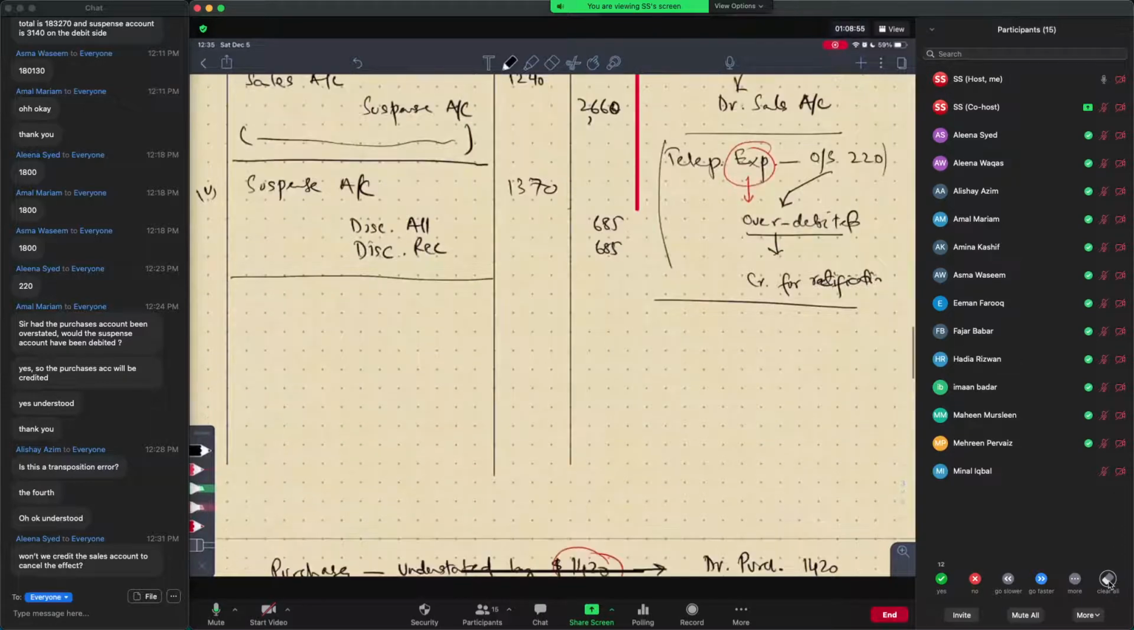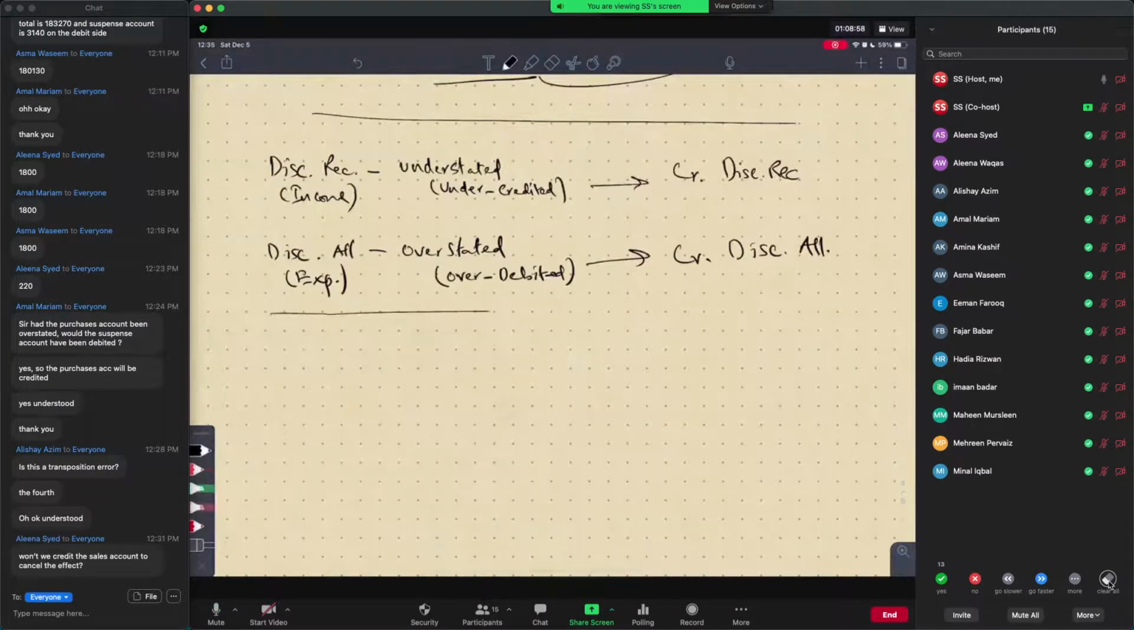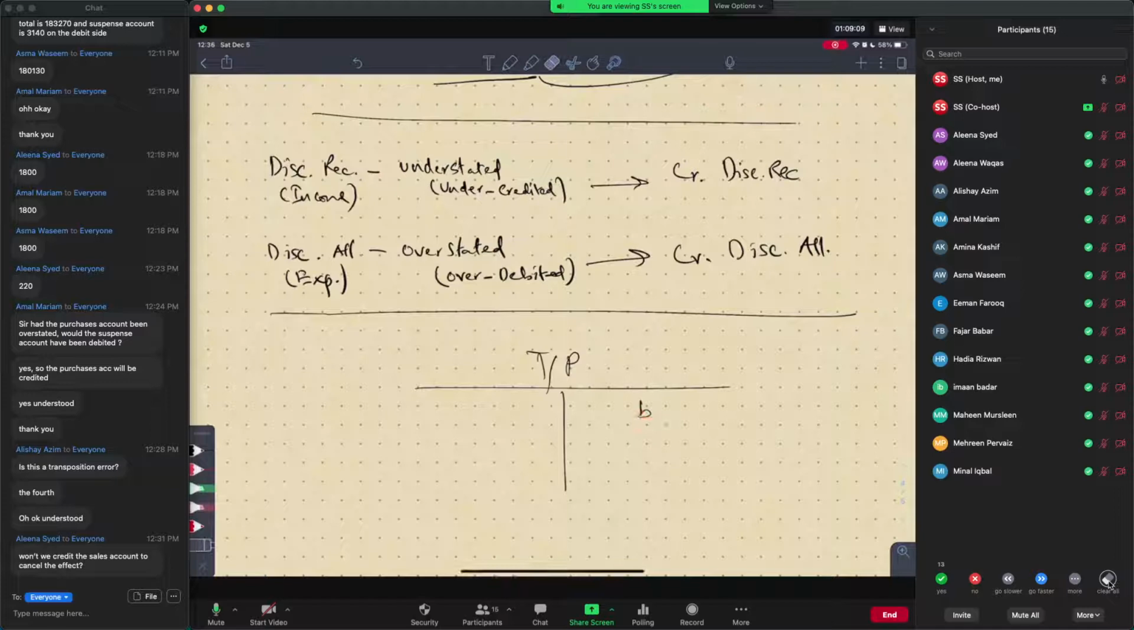Basically, let me recreate this error here. So this is your trade payables account. The correct entry should have been here on the credit side, but you brought it forward as 9740 instead of 9470. You wrote the balance brought down here as 9740, and this is wrong. The correct value should have been 9470.